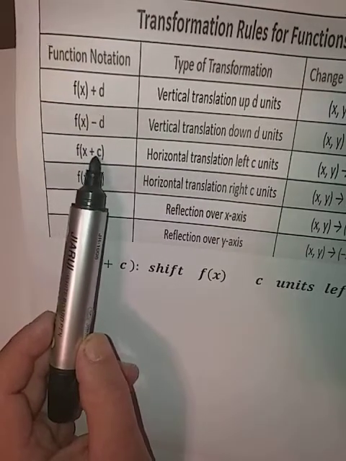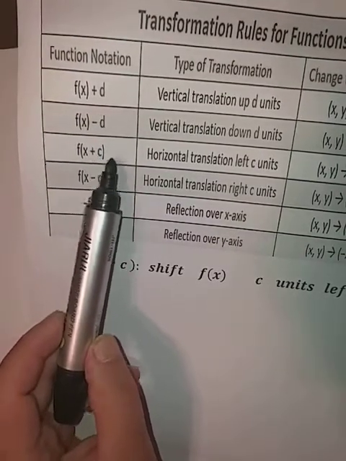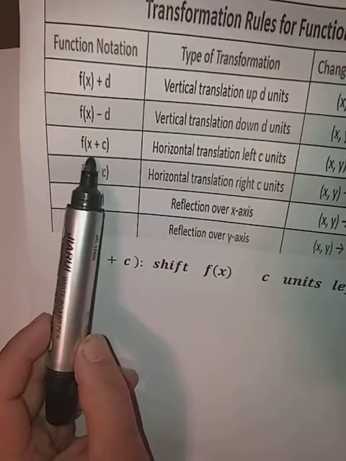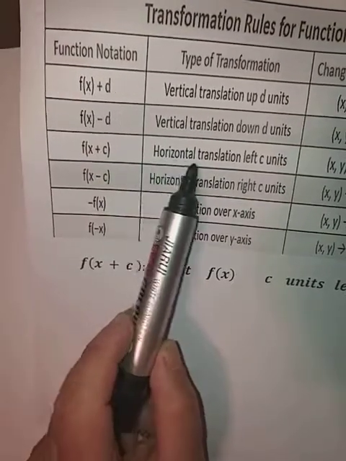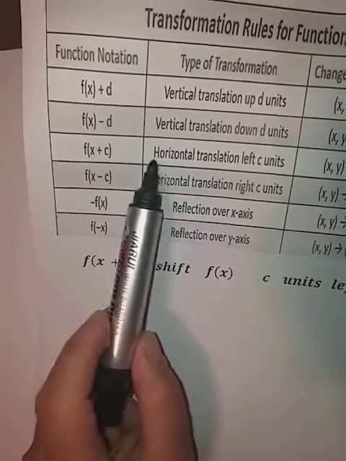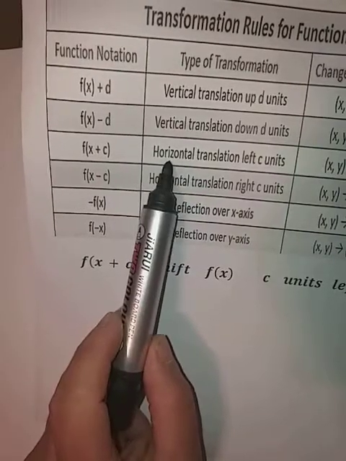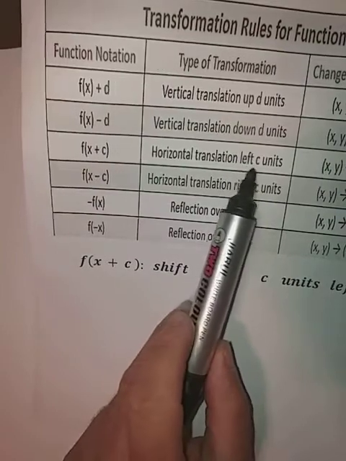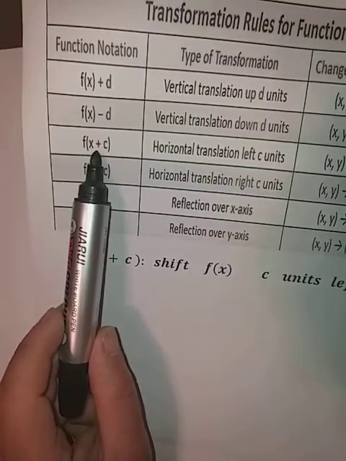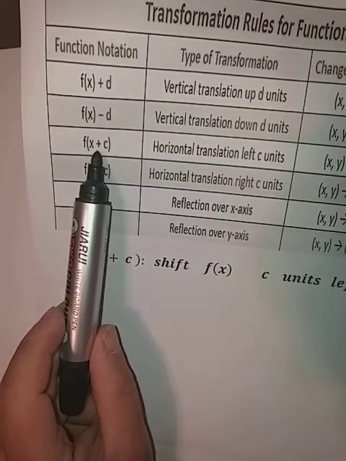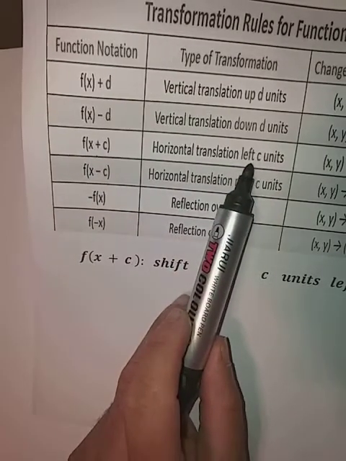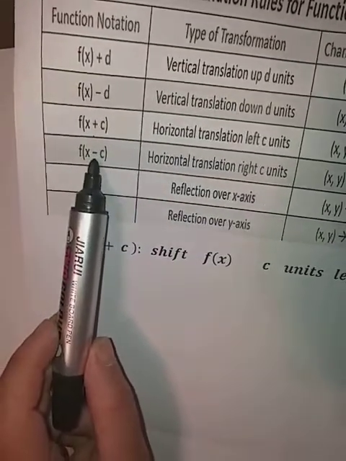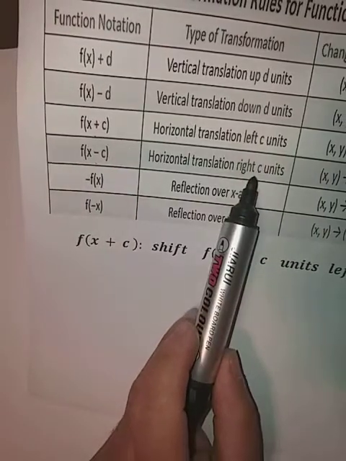If you have a number inside the bracket, then the shift is a horizontal shift. If you have plus, don't forget please, plus we go to the left, minus we go to the right.